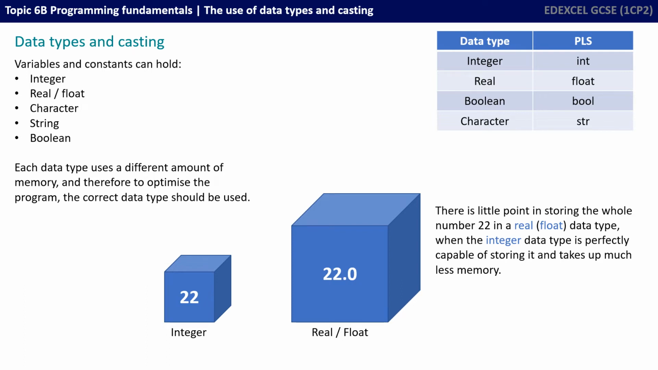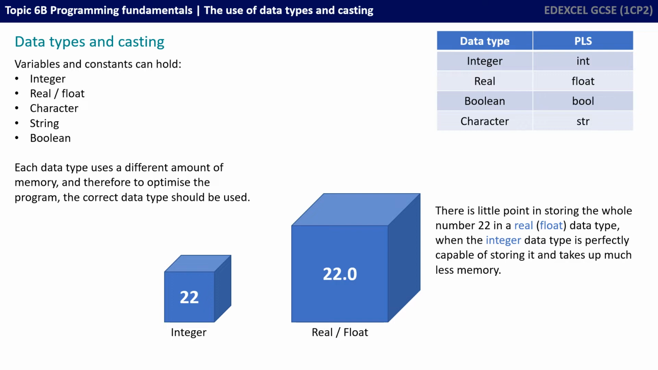These variables and constants can have a number of different data types, and the ones you need to know about for your exams are integers, reals and floats, characters, strings and booleans. On the table in the top right, we'll see the standard generic names for these, and that's how people commonly refer to them. And then you'll see how they're actually referred to in the PLS. In other words, how you actually use them in Python. So integers is the word int, and that's all lowercase note. Reals are floats in Python, and that's a small f. Booleans are bool, B-O-O-L, and characters and strings are all referred to by str.